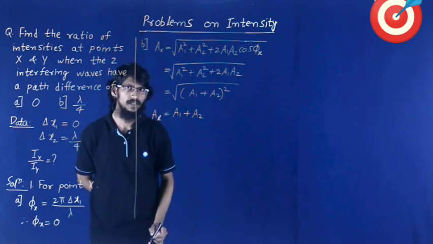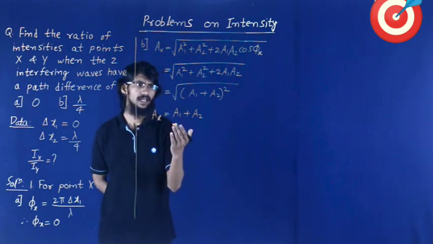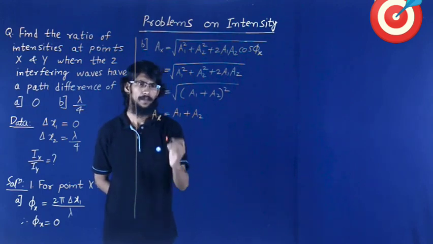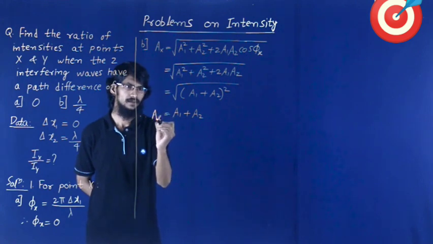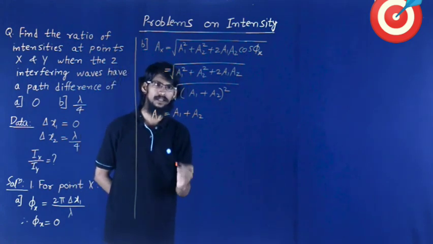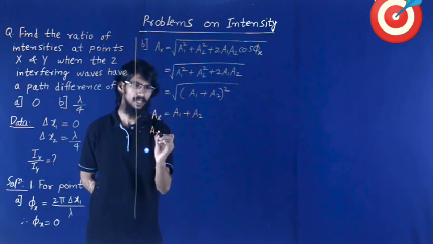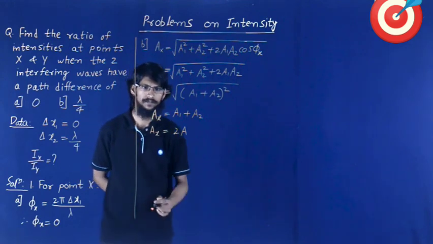Now we know in interference pattern, we will get a1 and a2 equal. Why? We have already understood the conditions in the interference pattern. For steady interference pattern, a1 and a2 must be equal, right? So if a1 and a2 are equal, ax will become a plus a, that is 2a.